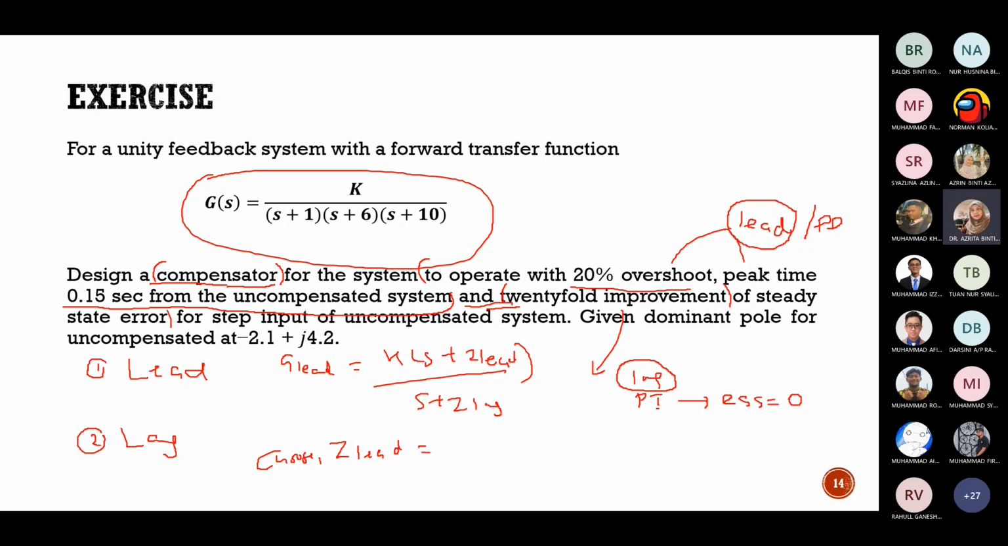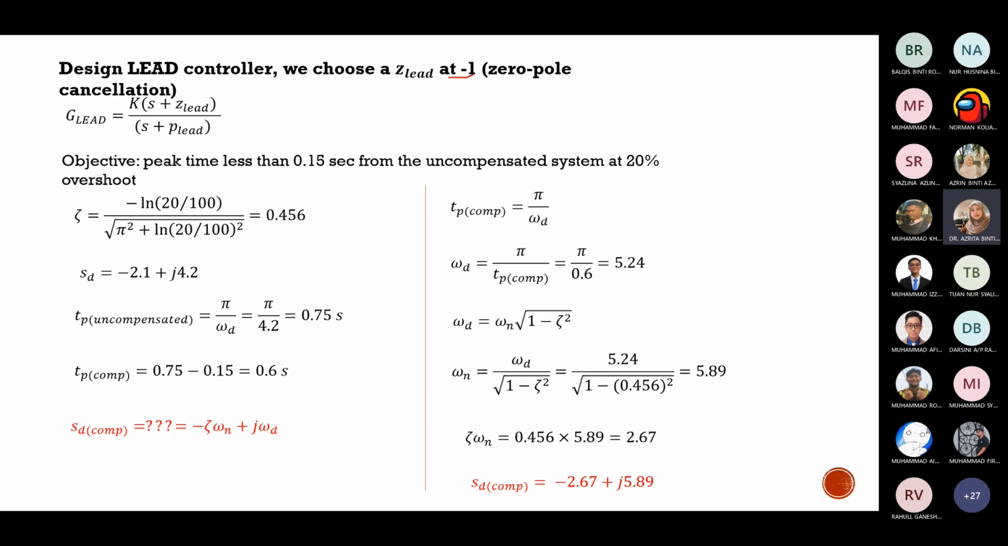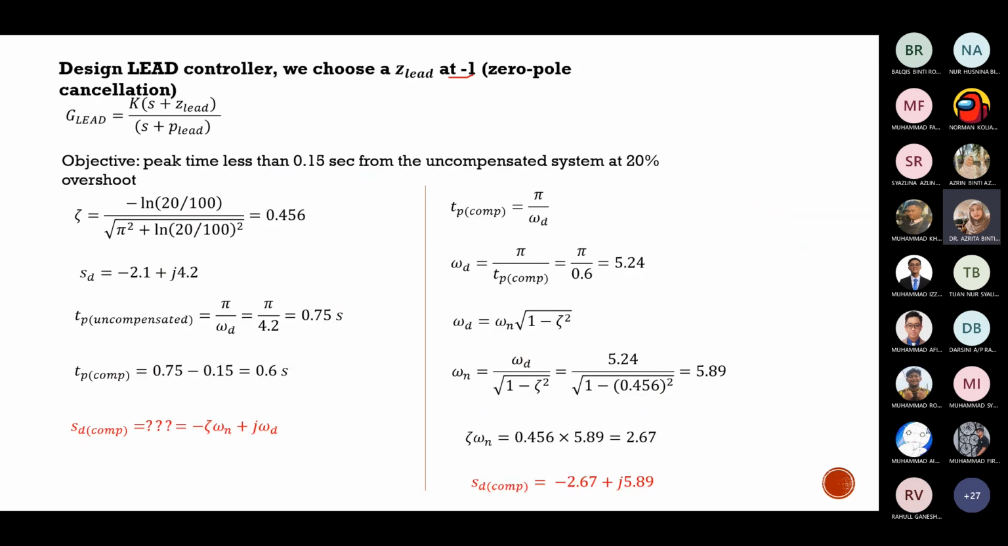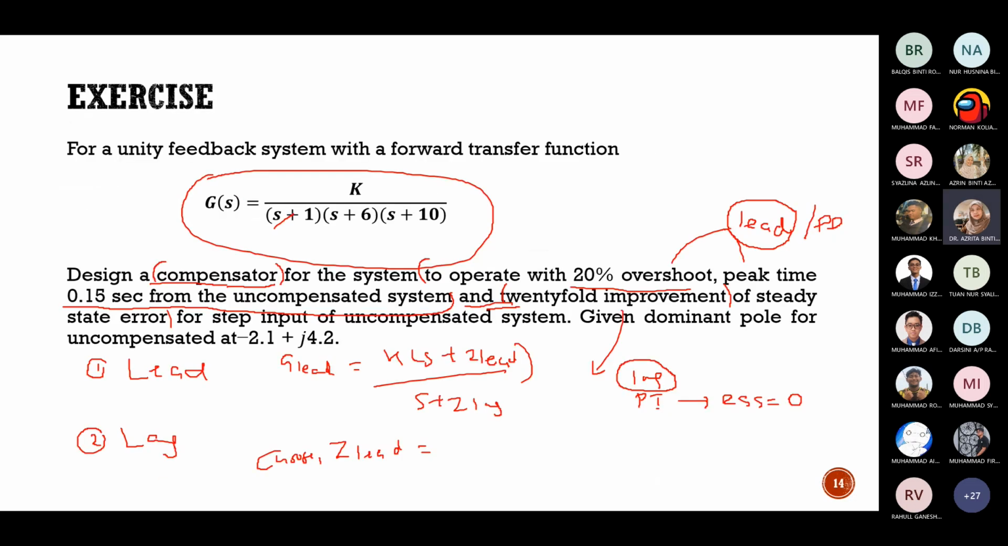Okay, so for this exercise, I choose Z lead at -1. So we can find the zero pole location at -1 here. Okay. So next, after we choose the Z lead, for this case, I choose Z lead equal to 1, or the Z lead chosen at -1. Okay, Z lead equal to 1 or Z lead chosen at -1.